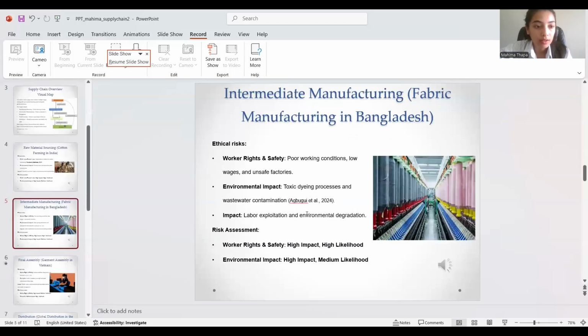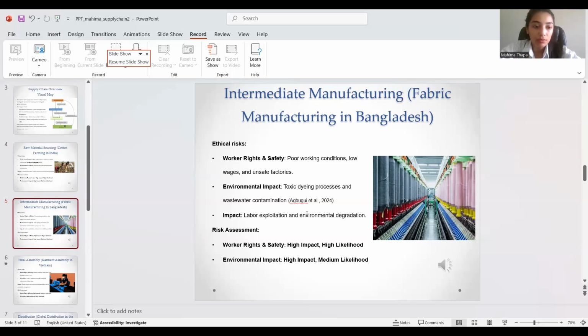So let's go to another slide, that is Bangladesh fabric manufacturing. In Bangladesh, garment workers often face unsafe conditions, long hours, and very low wages. Many factories also pollute rivers with untreated dyes. Despite improvements, I would say enforcement is weak, and this issue still persists. So the company must go beyond audits and invest in long-term supplier relationships to improve factory standards.